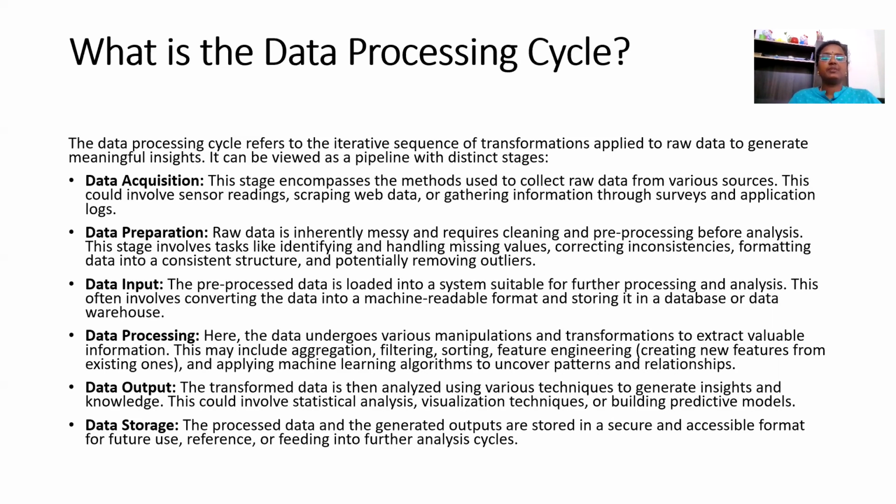And what is the data processing cycle? The first process is data acquisition, which is the collection of raw data from various resources. The resources might be sensor readings, scraping web data, or gathering information through surveys and application logs. The next thing is data preparation. Here, the raw data will be inherently messy and requires cleaning and pre-processing before analysis. This stage involves identifying and handling missing values, correcting inconsistencies, and formatting data into a consistent structure.